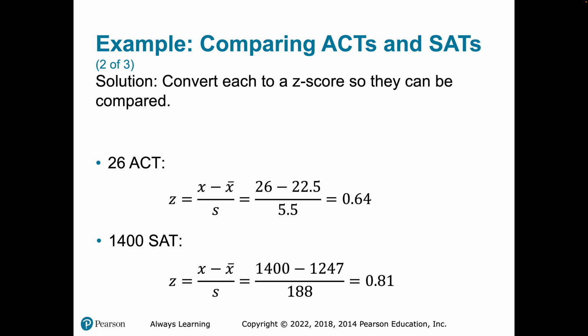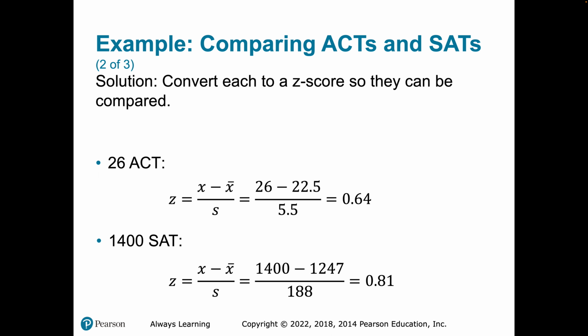Now, if I don't put the numerator, the x minus x bar, in parentheses, and I get something like 21.91, that's wrong because there's an order of operation issue. So anyway, assuming that we can put the numerator in parentheses, it's a pretty easy calculation. An SAT of 1400, again, take 1400 minus the mean, divided by the standard deviation, and we get 0.81.